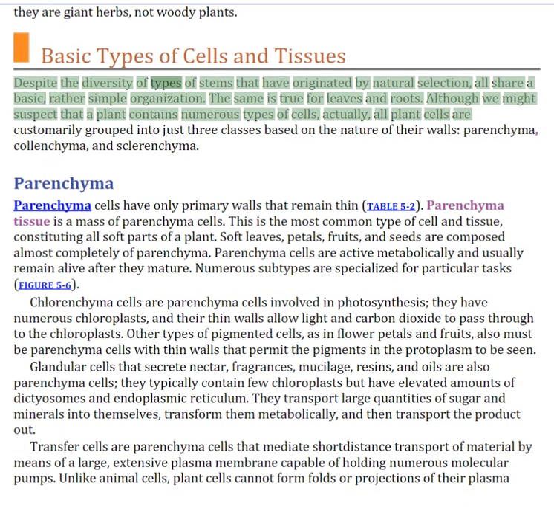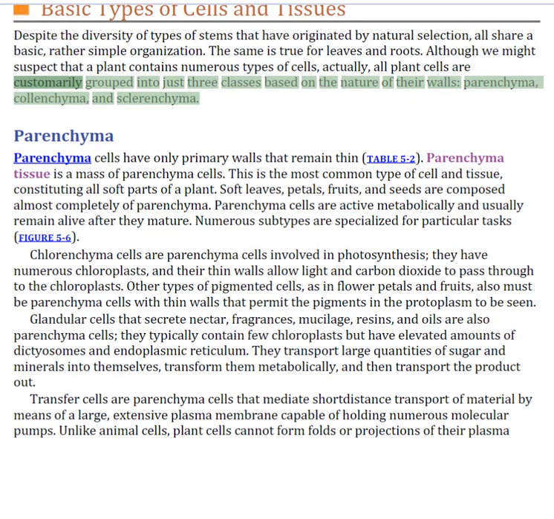Basic types of cells and tissues. Despite the diversity of types of stems that have originated by natural selection, all share a basic, rather simple organization. The same is true for leaves and roots. Although we might suspect that a plant contains numerous types of cells, actually, all plant cells are customarily grouped into just 3 classes based on the nature of their walls: parenchyma, collenchyma, and sclerenchyma.